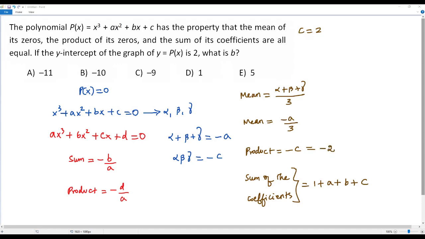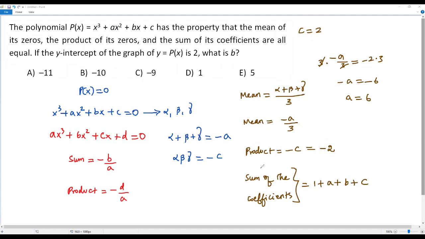The question says the mean of the zeros, the product of the zeros, and the sum of the coefficients are all equal. Since all of them are equal, we can equate the mean of the zeros and the product of the zeros, that is, negative a over 3 and negative 2. Negative a over 3 equals negative 2. Multiplying both sides by 3, the 3 cancels out, and I get negative a equals negative 6. Multiplying both sides by negative 1, I get a equals positive 6. Here I got the value of a, that is 6, and we already have c, that is 2.